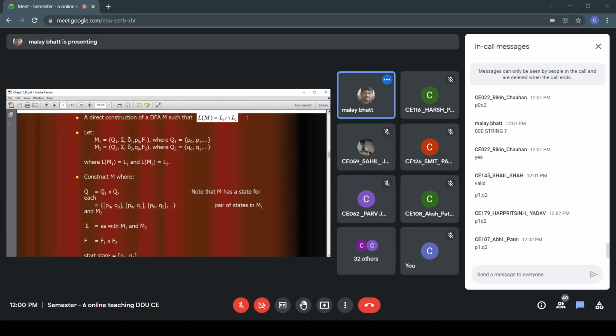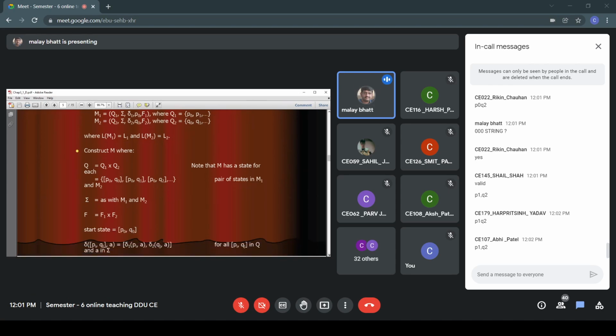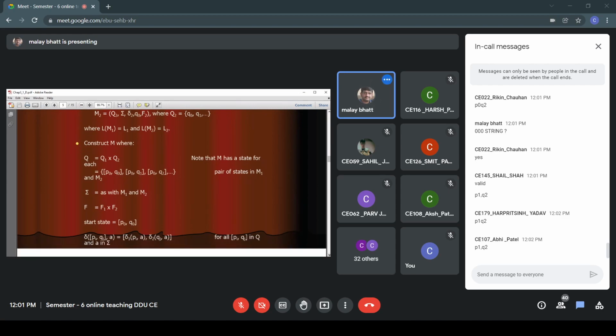So L of M1 is equal to L1. This indicates that all the strings valid in the L1 language are accepted by machine 1, and it is not accepting any extra string. Similarly, L of M2 is equal to L2 indicates that all the strings valid in the L2 language are accepted by machine 2, and no other strings are accepted by machine 2. And to construct the final diagram, we apply this Q, sigma, F and the transition function. So in a general form, we can write this transition function like this.